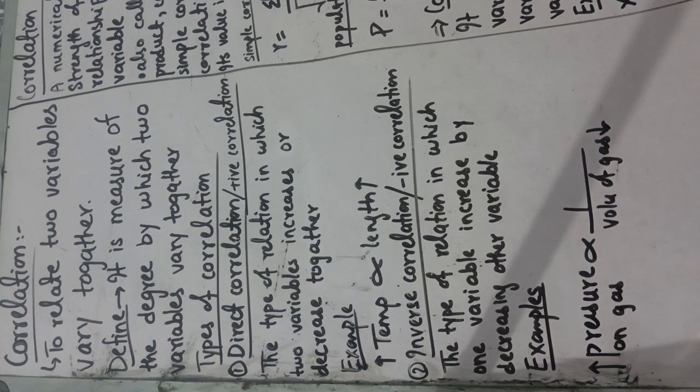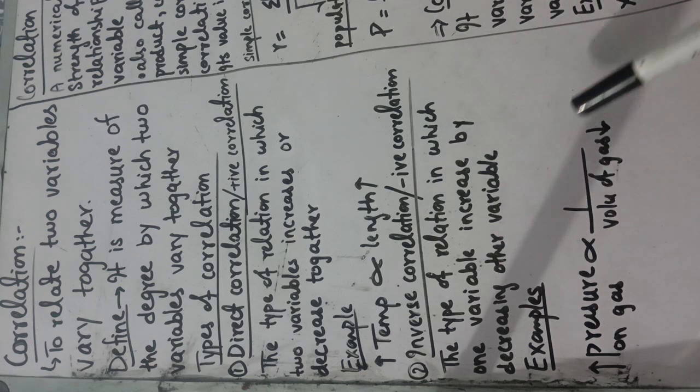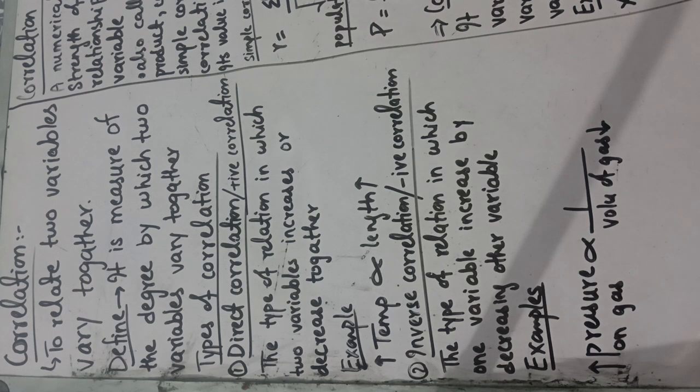Next is inverse correlation or the negative correlation. It is a type of relation in which one variable increases while the other variable decreases. For example, the pressure on a gas: as you increase the pressure on the gas, the volume of the gas begins to decrease. So we are increasing one variable and similarly decreasing the other variable at the same time. So it means both of these variables have an inverse or a negative relation between them.